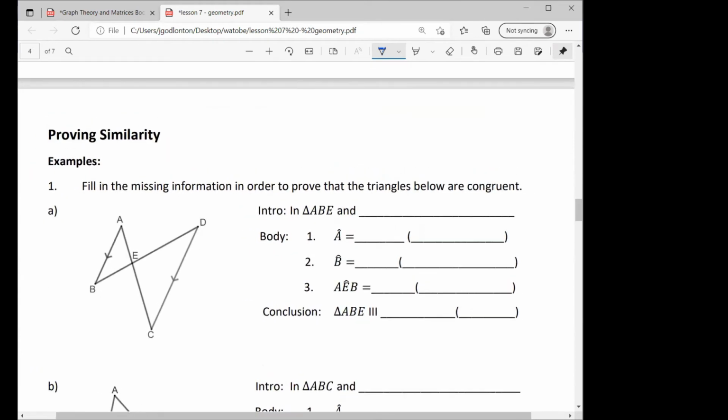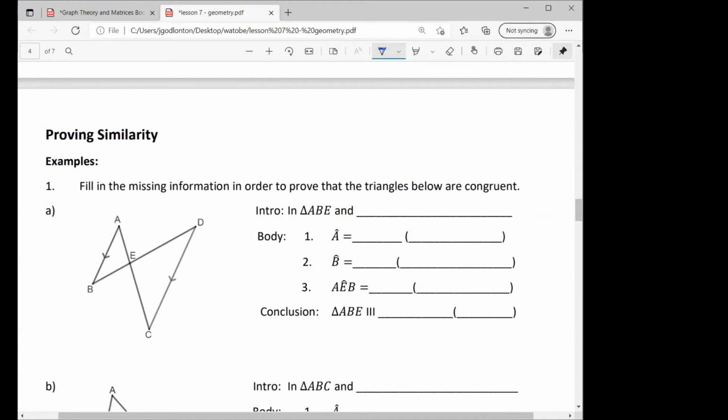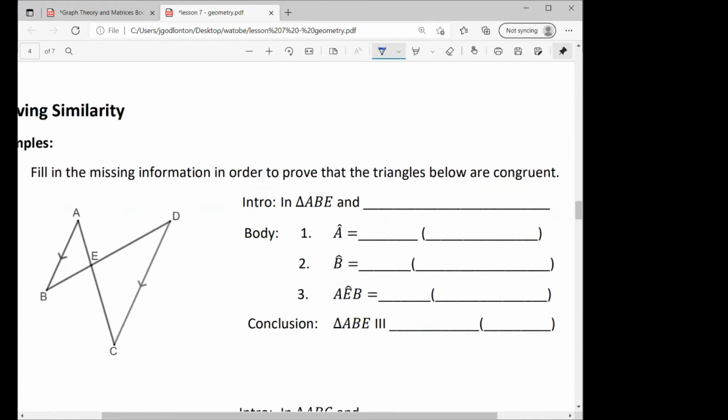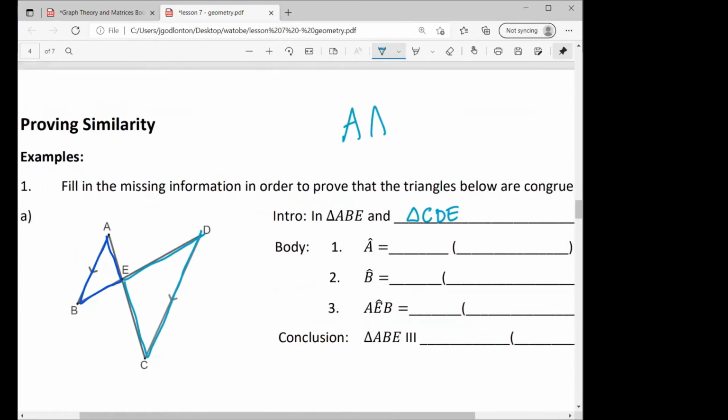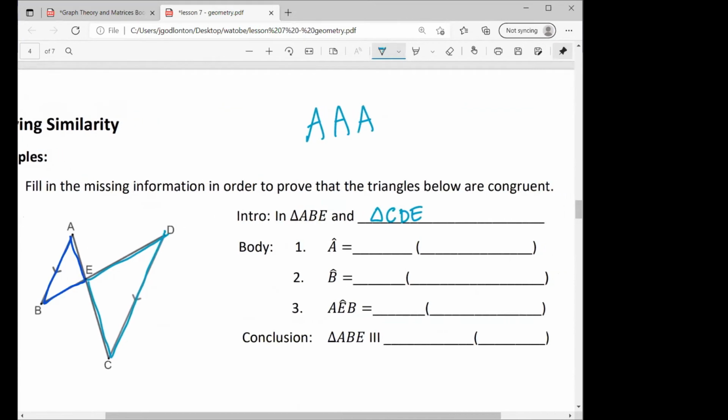We're going to set it up in exactly the same way we did our congruency. We start by saying which triangles we're working with. Remember, they're not going to be the same size as each other because they are not congruent. They're similar. So triangle ABE and triangle CDE. Now I have to find which angles are equal to each other. Remember, I'm trying to prove all 3 angles are the same. That's my whole goal here.